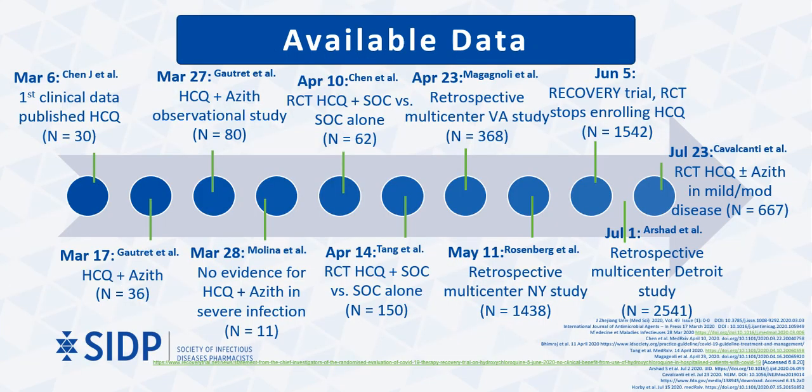This is a timeline of the available data we've had for hydroxychloroquine to treat COVID-19 from the beginning, March, until recently, as recent as July 23rd. I just want to put this here to put it in perspective of how much information we've gotten over these last few months, as well as the size of the trials. We went from studies with 30 patients in March to the thousands in June and July.